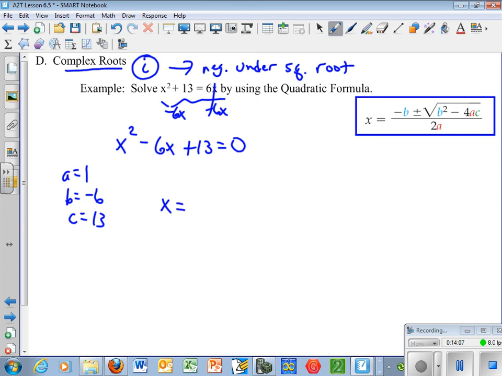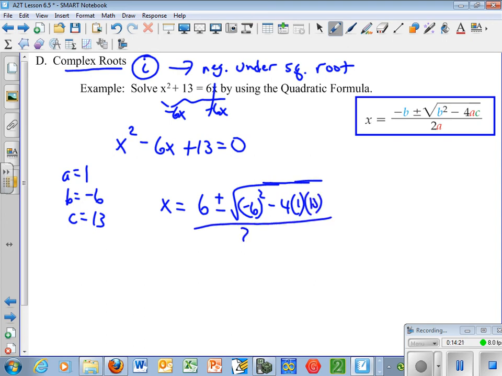Let's go ahead and plug them in. I want the opposite of b, so that's going to be 6, because I take the opposite of negative 6, plus or minus b squared, so negative 6 inside parentheses squared, minus 4 times 1 times 13, all over 2 times 1. Let's go ahead and simplify. 6 plus or minus, and underneath there, let's go ahead and use our calculator again.